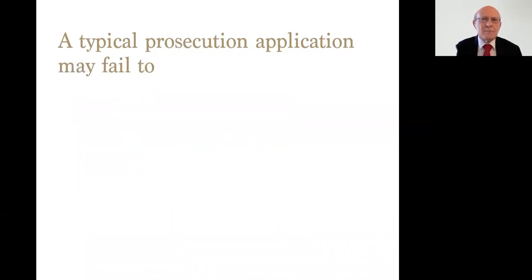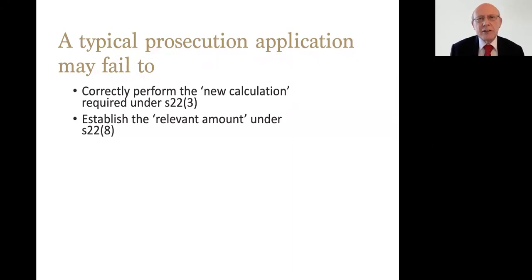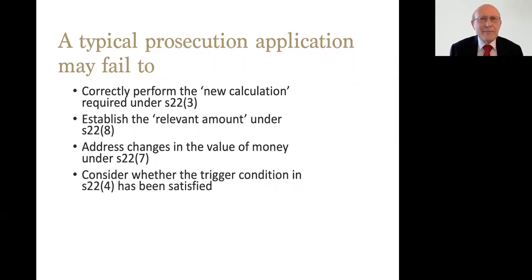But what does that typical prosecution application fail to do, or what may it fail to do? Well, I'm going to suggest to you that it fails to do a lot of things that it ought to do. It may fail to correctly perform the new calculation required under subsection 3. It may fail to establish the relevant amount under subsection 8 and to address changes in the value of money under subsection 7. It may fail to consider whether the trigger condition in subsection 4 has actually been satisfied.